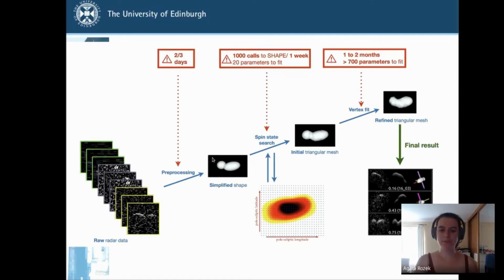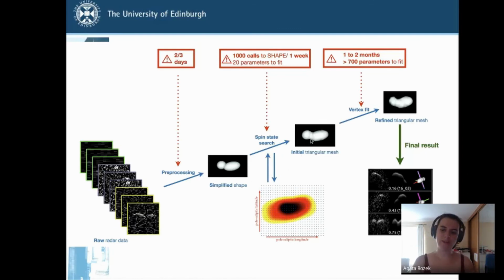Then you have to construct a simplified shape. And then you combine the data with the simplified shape and a grid of possible pole solutions, similarly to the convex inversion, to get the idea of where to best put the rotational axis so that the radar echoes are best reproduced. And this can take a week or a few weeks to perfect.